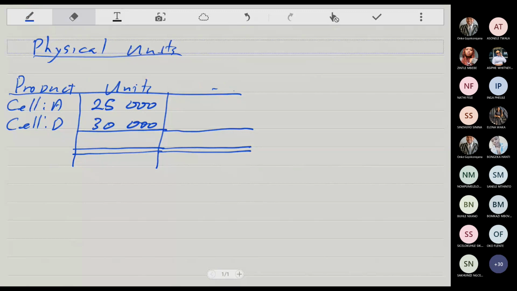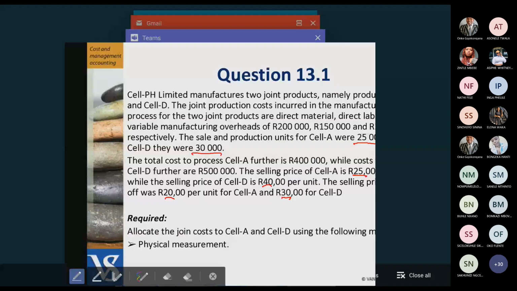Let me not say it's a total here. Let me say this is the joint cost. 25,000 plus your 30,000 gives us a total of 55,000. Now let's go and work out our total joint cost.